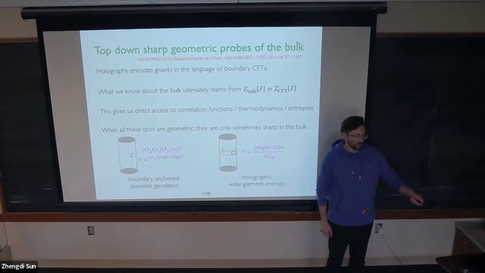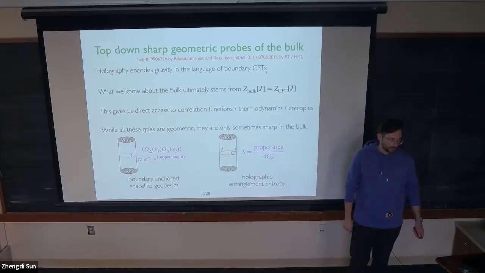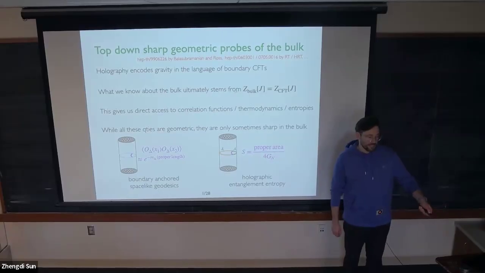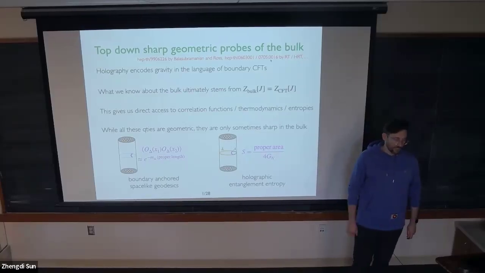The first statement that I want to make is that holography encodes gravity in the language of boundary conformal field theories, and what we know about the bulk, one way or the other, ultimately stems from the equality between the CFT partition function and the typically semi-classical approximation to the bulk partition function, in which the asymptotic boundary conditions for the bulk fields get identified with the sources for your CFT operators. In particular, the metric in which your CFT lives, which is a source for the energy-momentum tensor operator, becomes the asymptotic behavior of the bulk metric that we fix by hand.